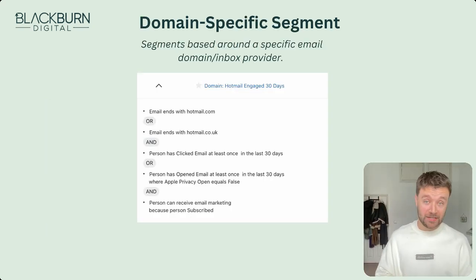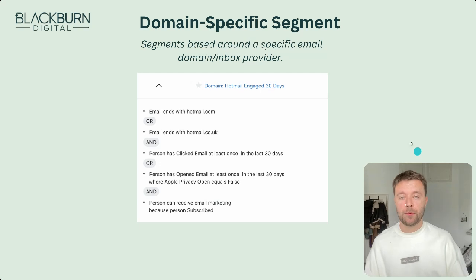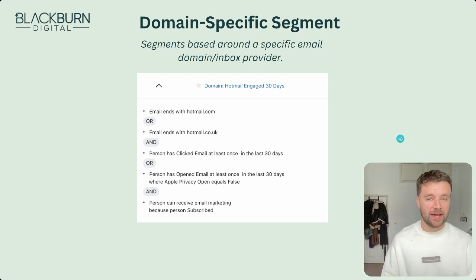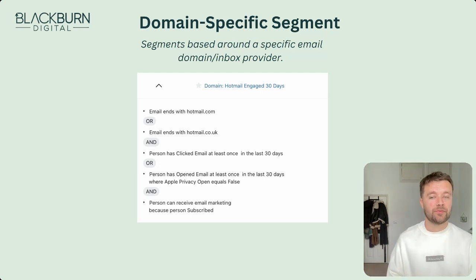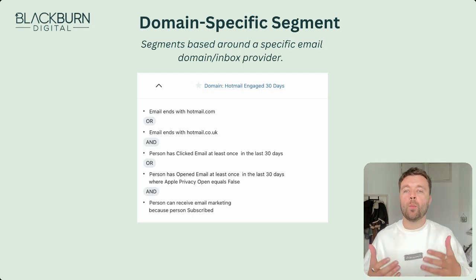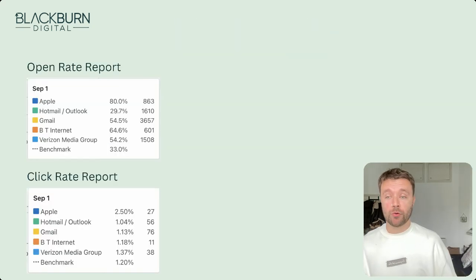So the second segment we're going to go over for inclusion is a domain-specific segment. So this segment is based purely around a specific email domain or provider. So you'll see in this example here, we've gone for Hotmail engaged 30 days. So the email has to end with hotmail.com or hotmail.co.uk, and they've engaged with us in the last 30 days. So you're probably asking, when would we use this? This is a great segment to use when you need to improve your deliverability or account health on a certain domain. So let's take a real life example here.